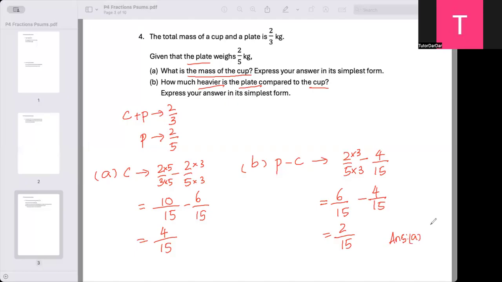So answer A is 4/15 kg. Please don't forget the unit. B is 2/15 kg.